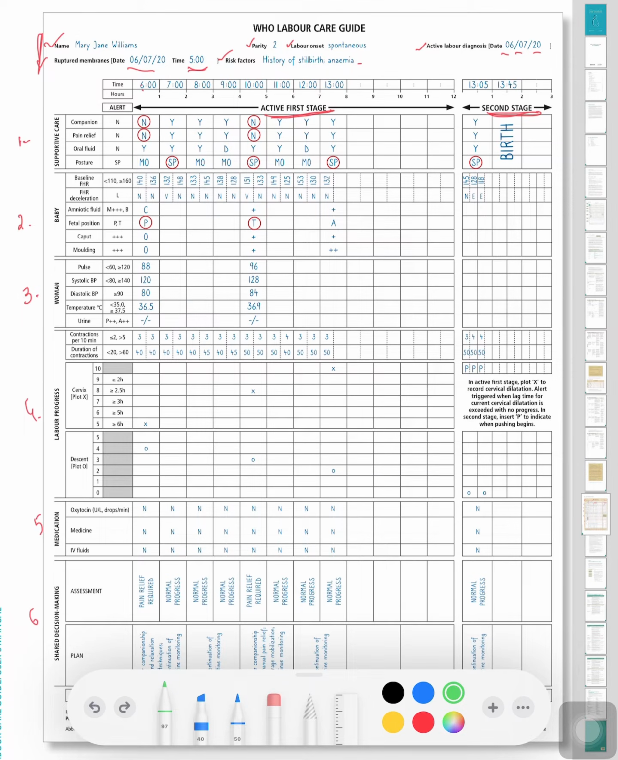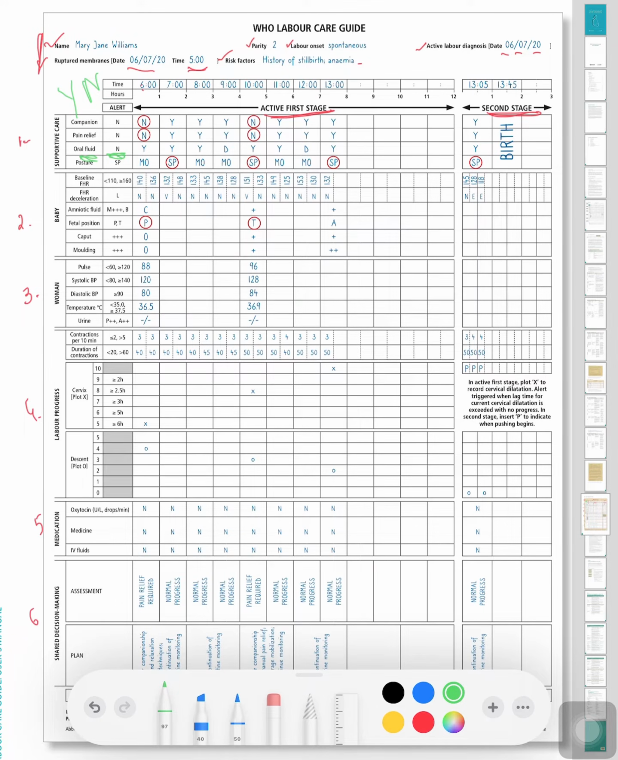Next is the oral fluid. You are going to see if your patient is taking any fluid, any juice, any water, anything, because that is important for her hydration. So if she is taking any fluids, that is well and good, you are going to write yes. And if she is not taking any fluids, you are going to write no, and that is an alert. Okay, so you have to be conscious of that.